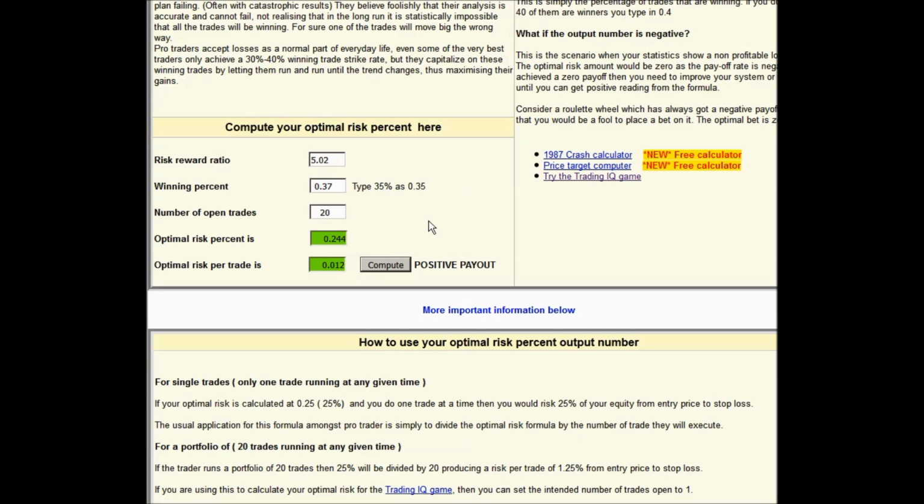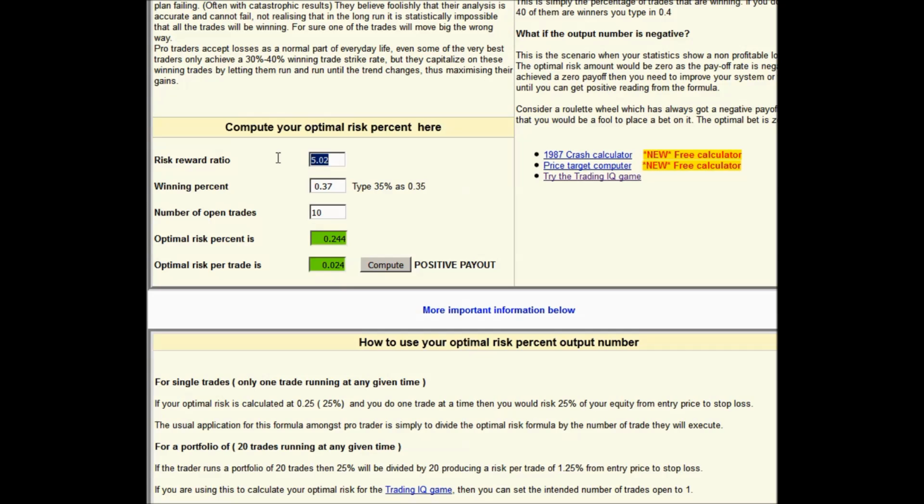Now these two numbers combined produces this number here, which I've now moved out of the way. I'm just going to refresh the page. That's not supposed to happen. Okay, but it produced a number of 24%. That's the optimal risk, and if you've got 10 trades, that would be 2.4% risk per trade.